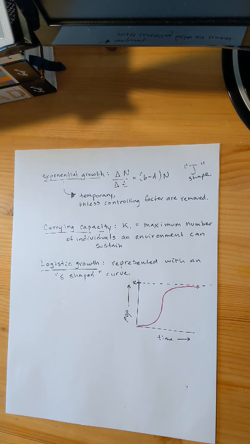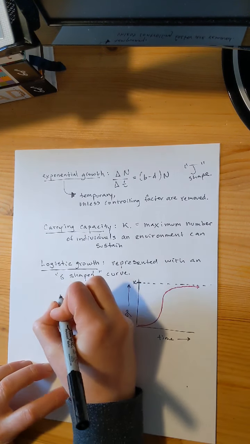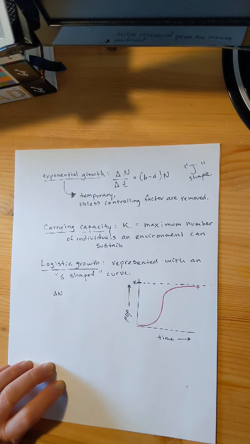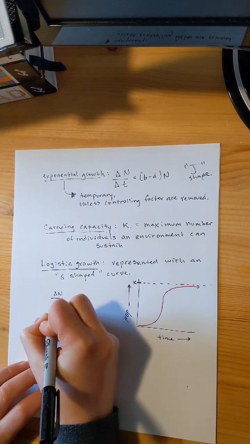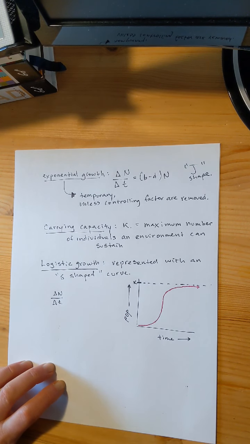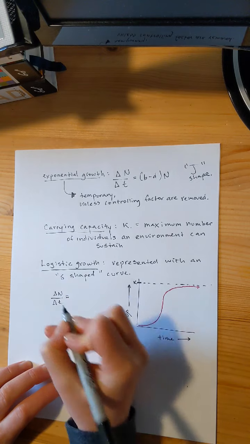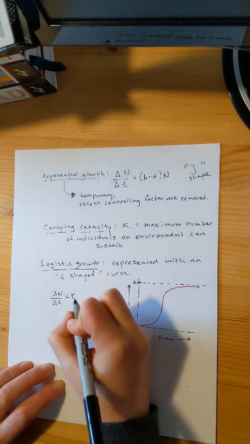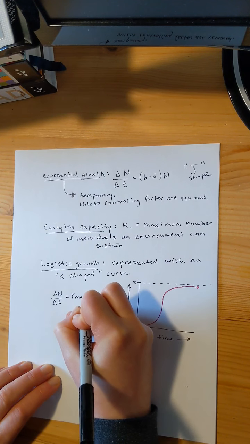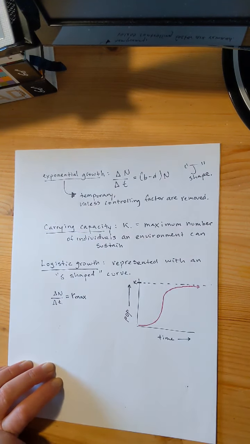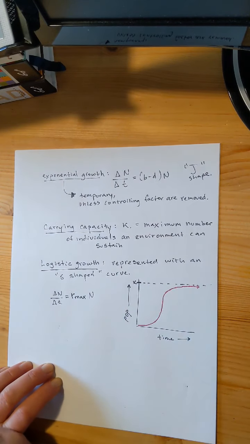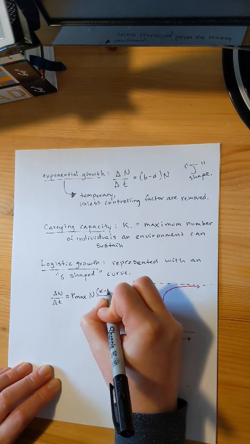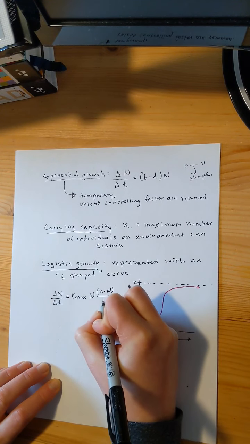Now, logistic growth can also be represented with an equation. The equation for logistic growth is delta N, so the change in population size over delta T, the change in time, is equivalent to your growth rate, but the maximum. So your maximum growth rate times your population size, and then your carrying capacity minus N over your carrying capacity.